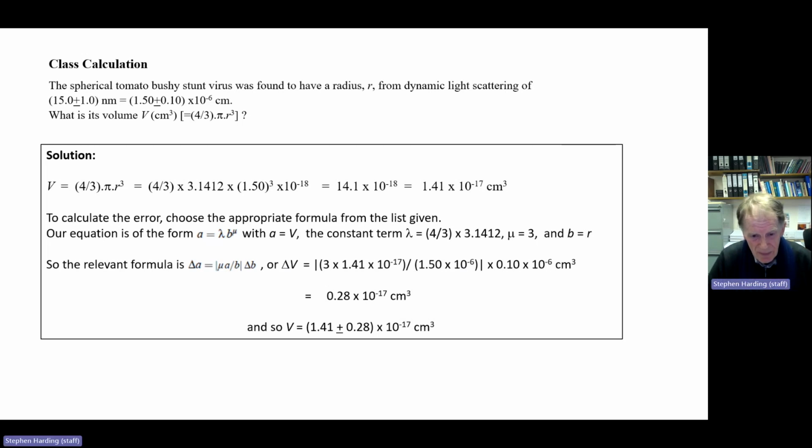So that's it. That's some basic facts about handling experimental data. We've covered the case of accuracy and precision, showing that they're not the same. A measurement can be very precise, but not accurate.